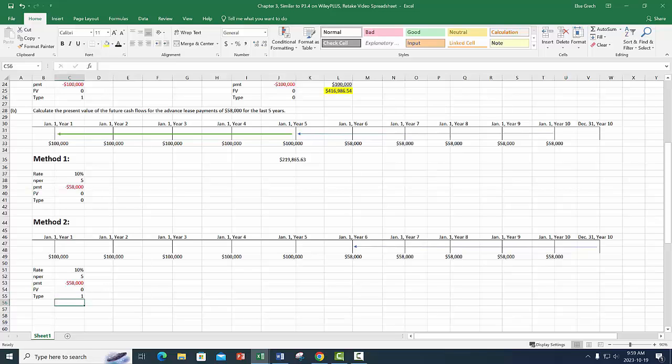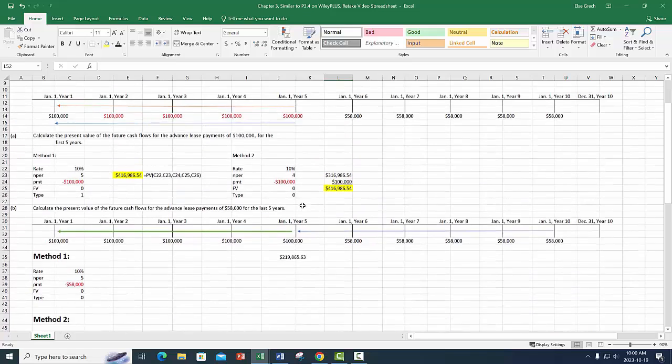It's a type 1. So I've got to do type 1 and I'm going to do the present value. So I'm going to do equals present value and I'm going to use this information: 10, 5, 58, 0, and 1. And you'll notice that the present value is a different amount. And it should be a different amount because I am only present valuing to here. That's where I'm present valuing to.